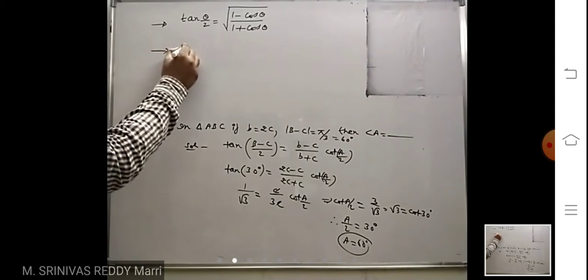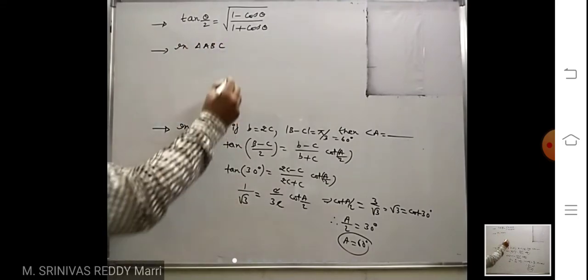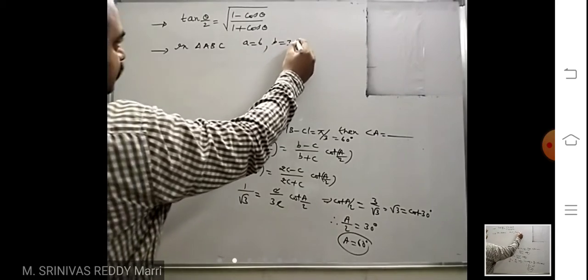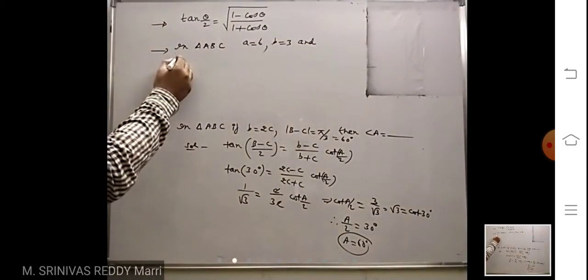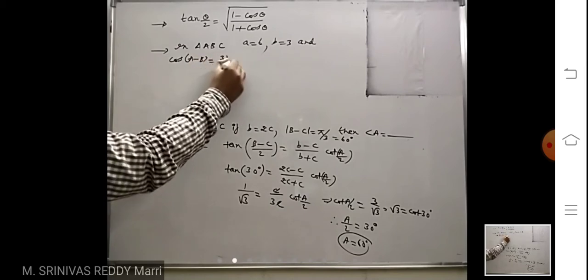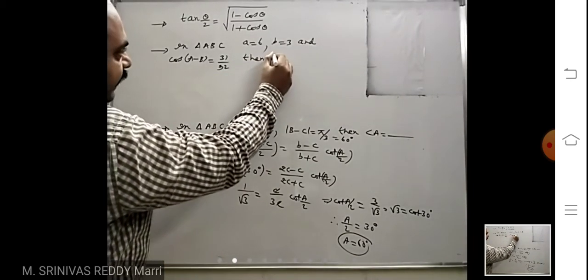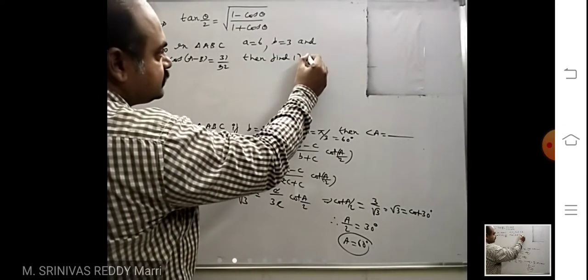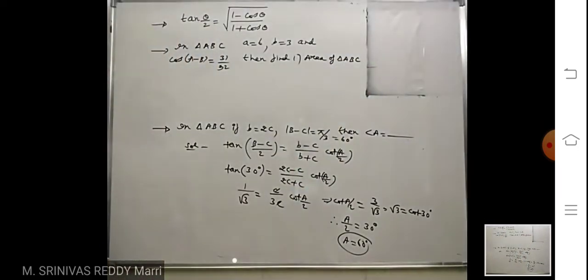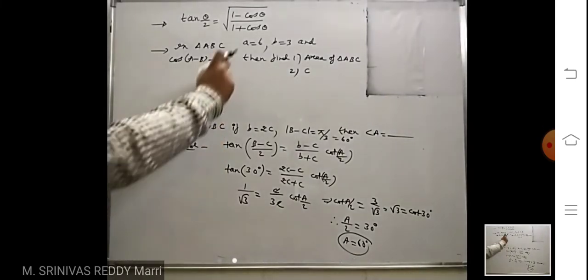Suppose, look at the problem. In triangle ABC, a equals 6, b equals 3, and given that cos of A minus B equals 31 divided by 32, find: number 1, the area of triangle ABC, and then the third side c, small c. Two sides are given, and we need the third side.